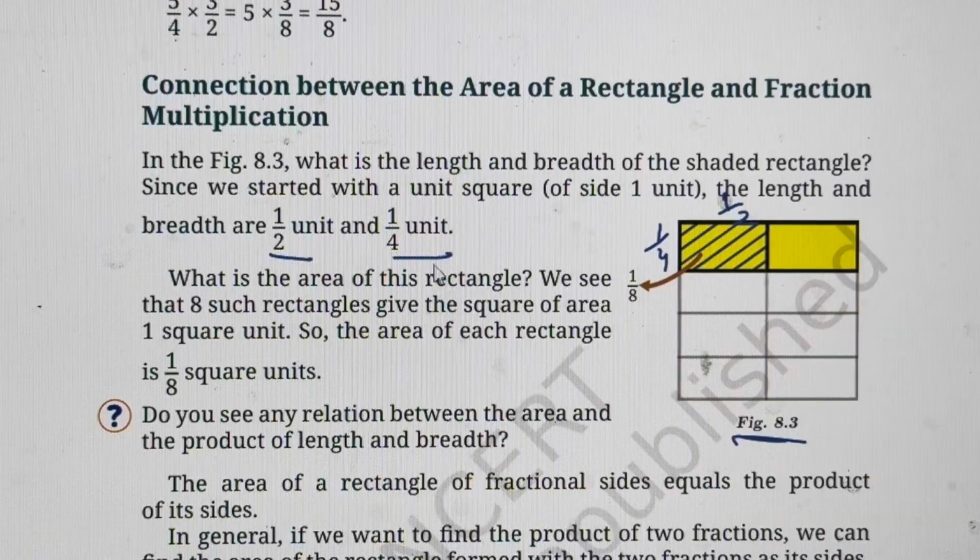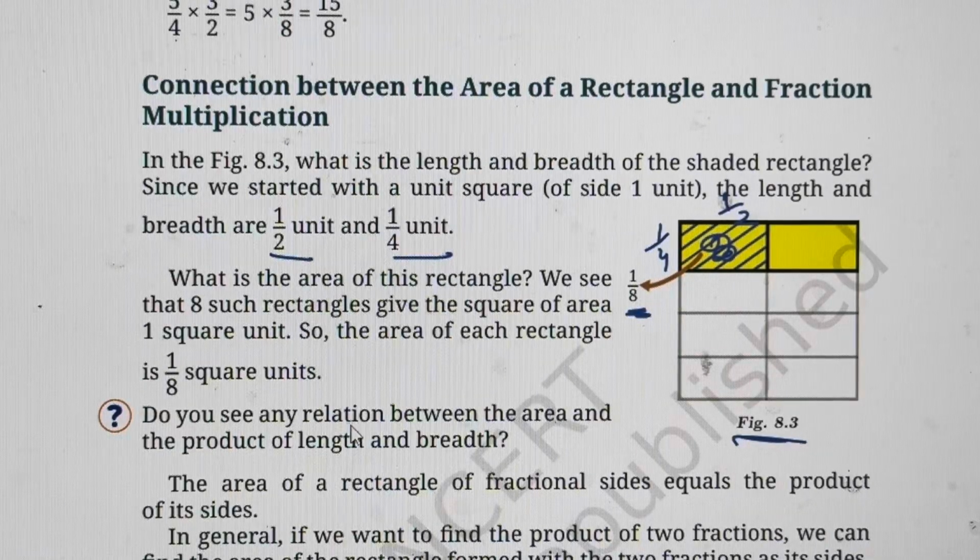Now what is the area of this shaded rectangle? We see 8 such rectangles make up the unit square. 1, 2, 3, 4, 5, 6, 7, 8. Total 8 rectangles are there. And this shaded portion represents 1 upon 8. So the area of each smaller shaded rectangle will be 1 upon 8 square units.